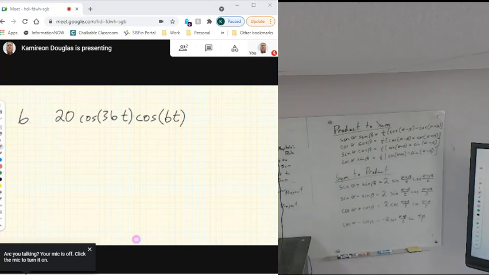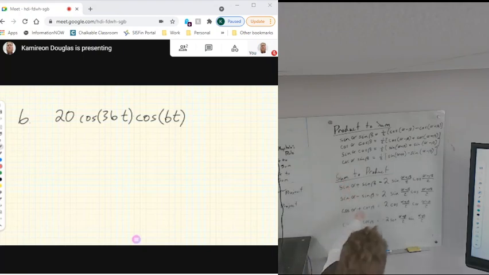So I have listed the formulas. These are again on your cheat sheet. You have to write them down. I just listed them for my convenience up here on the board. We are supposed to take this product of cosine times cosine and turn it into a sum or a difference. To do so, which of these formulas are we going to use?